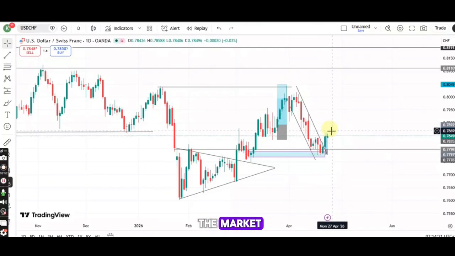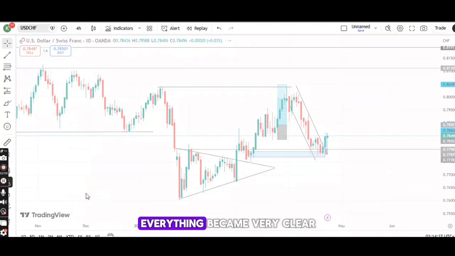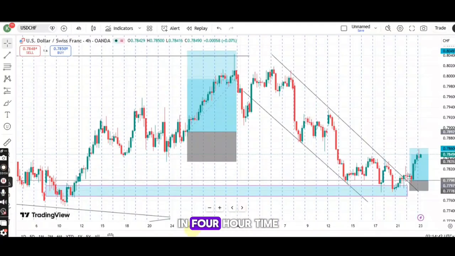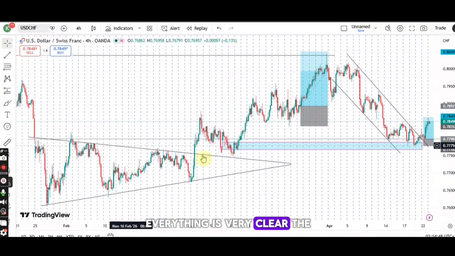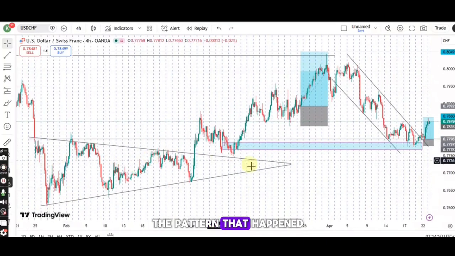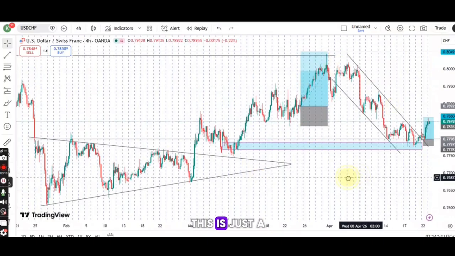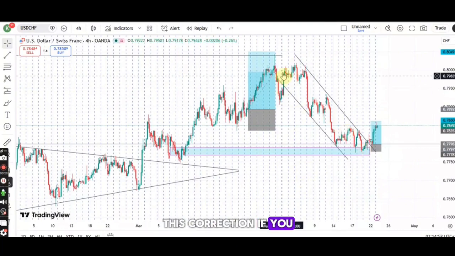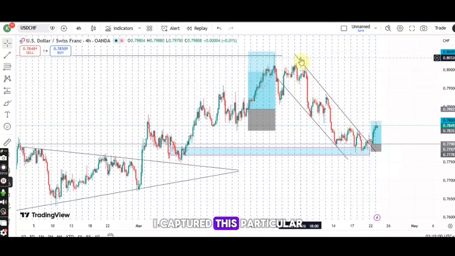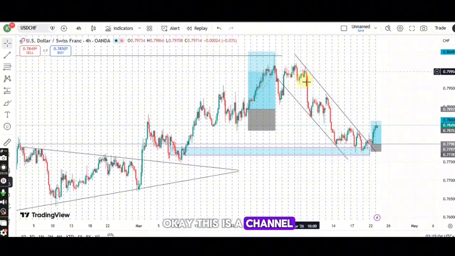So going down into the 4 hour time frame, everything became very clear. In the 4 hour time frame, as you can see, everything is very clear: the pattern that happened and the reversal. This is just a correction happening in the market. If you look at this correction, I captured this particular channel created by it. Okay? This is a channel.